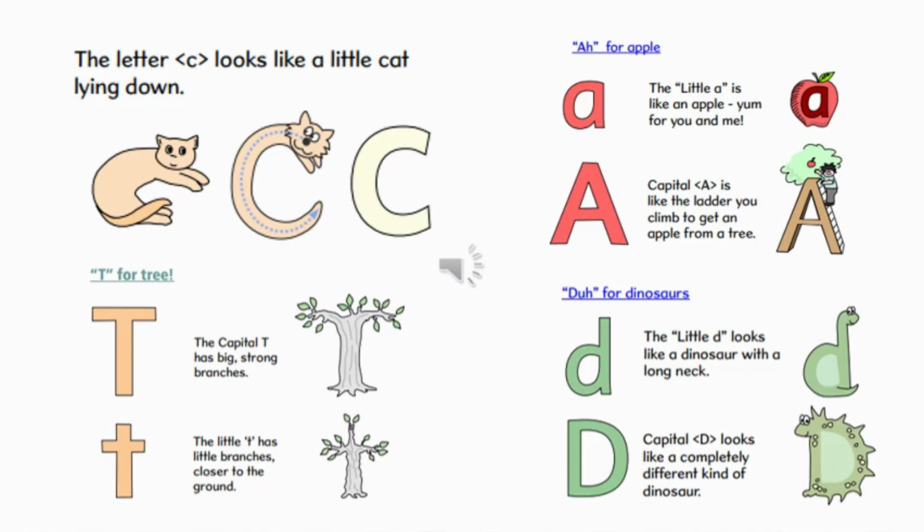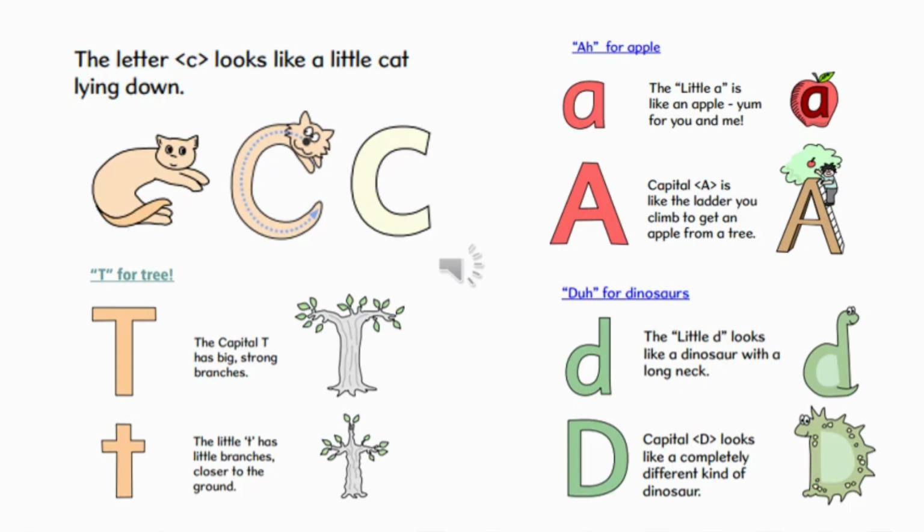Yes, the first letter is C. Do you remember? The capital C and the little c look the same. So the letter C looks like a cat lying down. What is the sound of C? K, cat, k, cat. Yes.